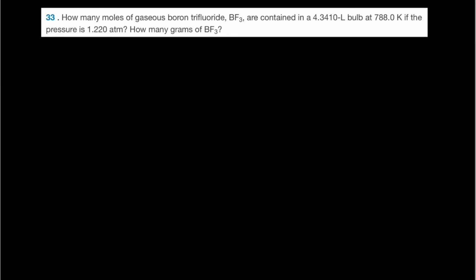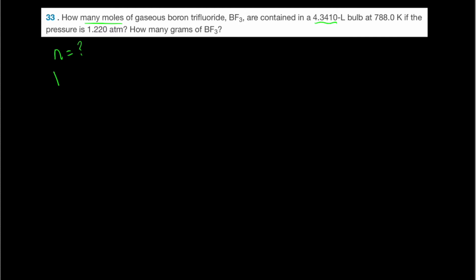This is problem 33 from the OpenStax chemistry textbook. For this problem, you'll need your calculator and a periodic table. So we have some information here. We want to know the moles of this gas, so we don't know what the moles is, okay? As we keep reading, we are given the volume.